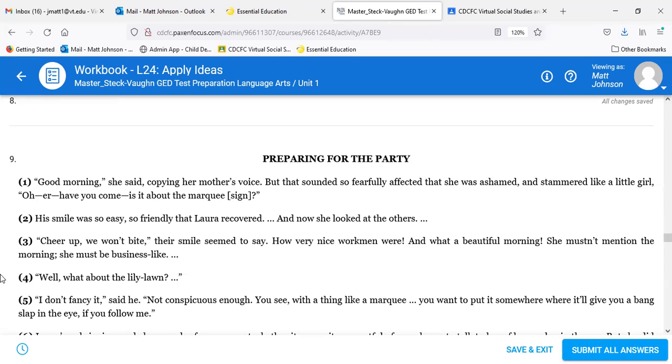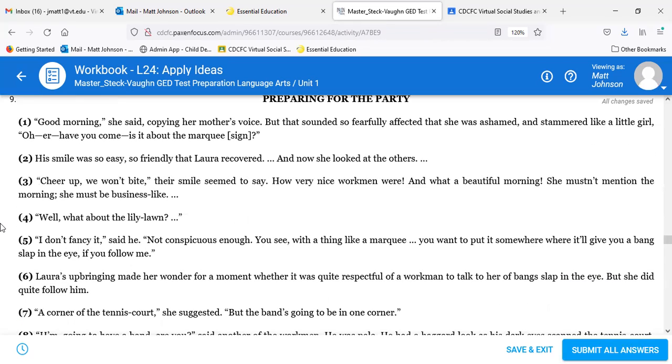"I don't fancy it," said he. "Not conspicuous enough. You see, with a thing like a marquee, you want to put it somewhere where it'll give you a bang, slap in the eye, if you follow me." Laura's upbringing made her wonder for a moment whether it was quite respectful of a workman to talk to her of bangs, slap in the eye. But she did quite follow him.